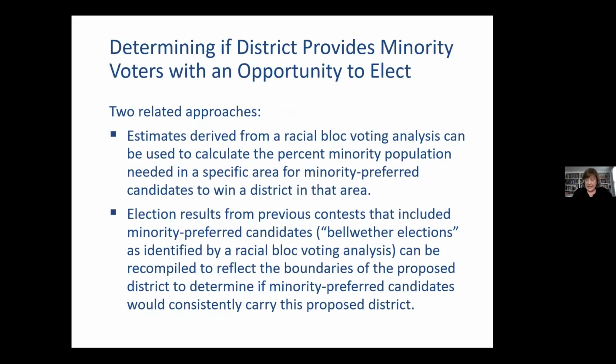We can do something else with this information. Now let's say we've determined that voting is polarized and that we have to create minority districts. We have to figure out if the district will in fact perform for minorities. We have to figure out if we've created an effective minority district, and we can use the analysis that I just described to determine this. The first approach we can use is before any draft districts are drawn.